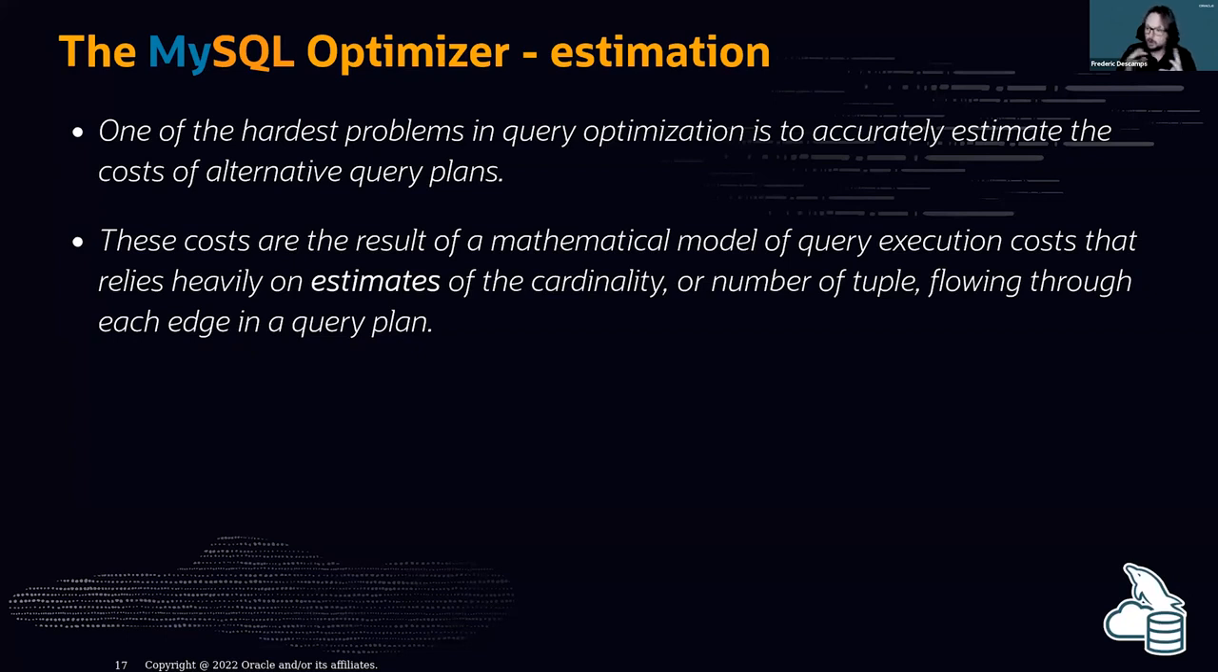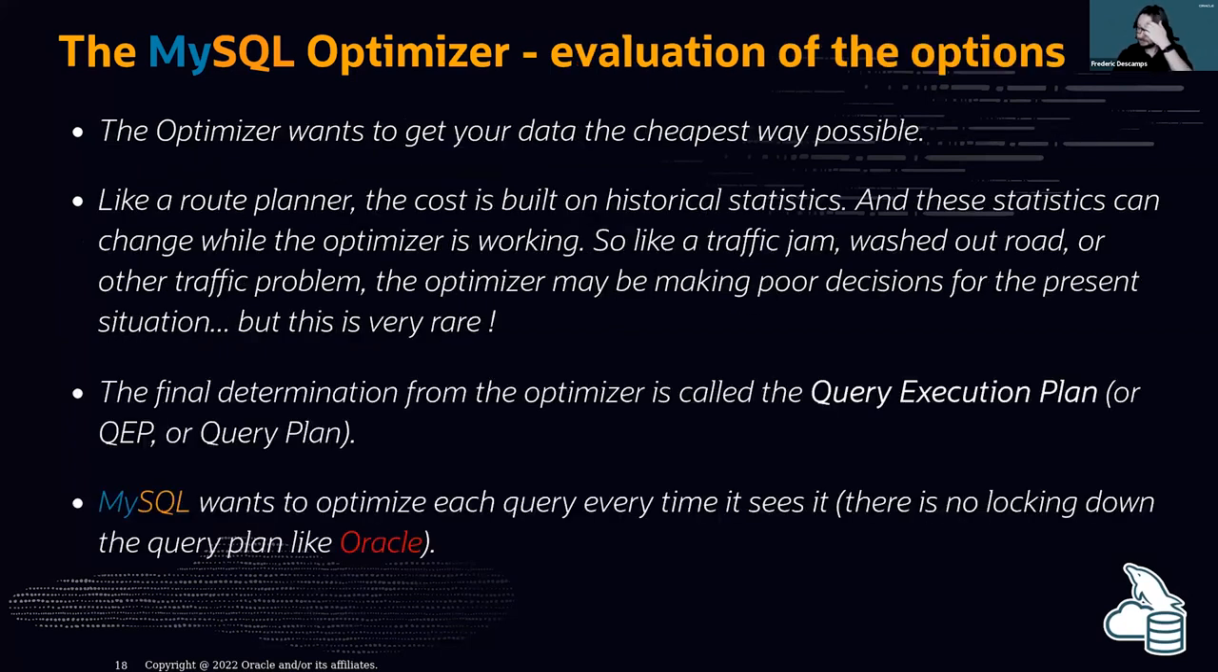And of course, the cost comes from mathematical models, right, to find the query execution and to make all the estimations, because of course you don't execute the query. The optimizer won't execute all the plans it is trying in order to find the best one. It's all done by estimation, right? We're going to see that in a few slides again. Of course, the goal of the optimizer is to get the data the cheapest way possible, right?